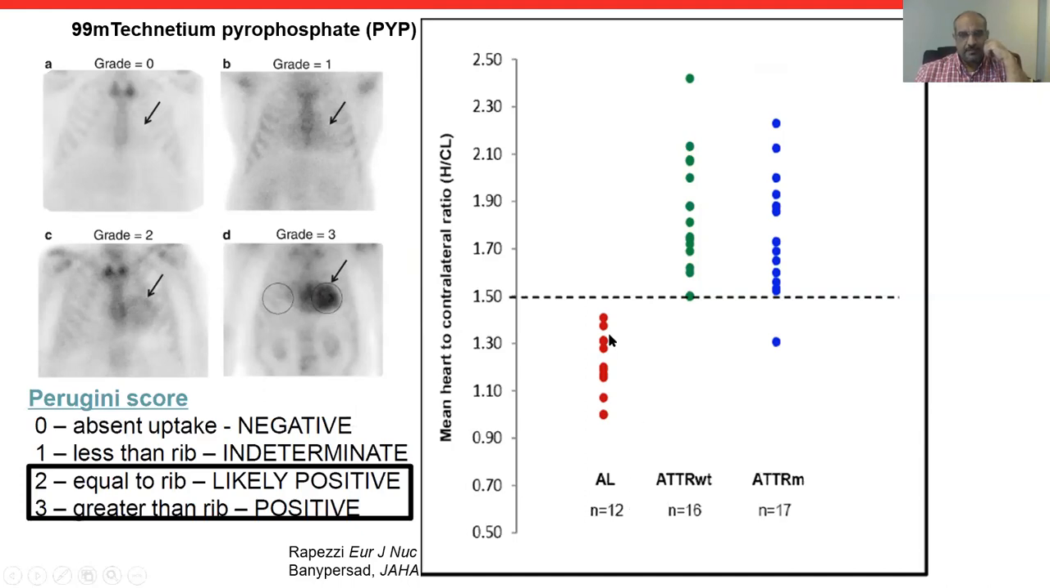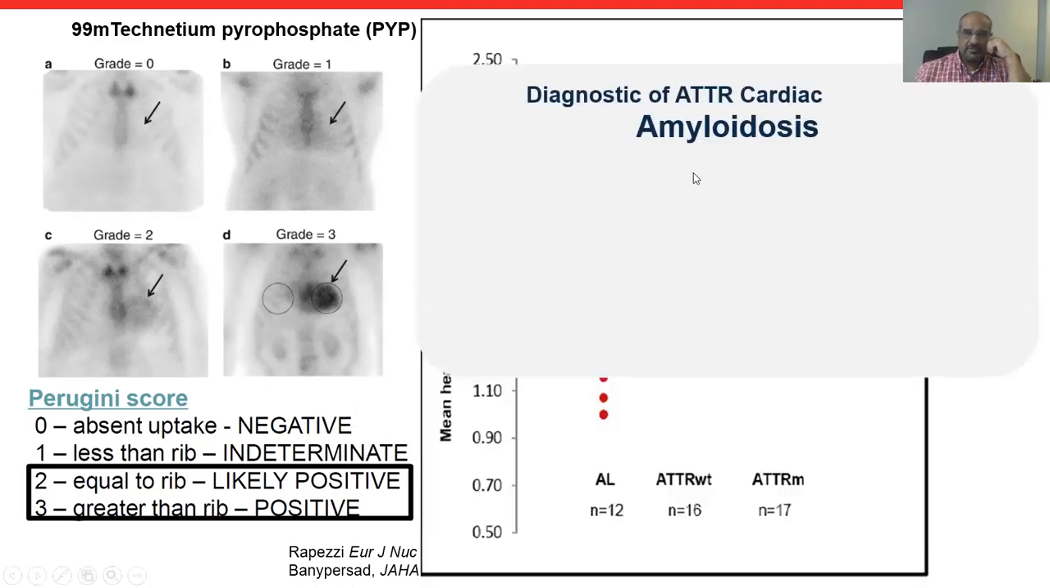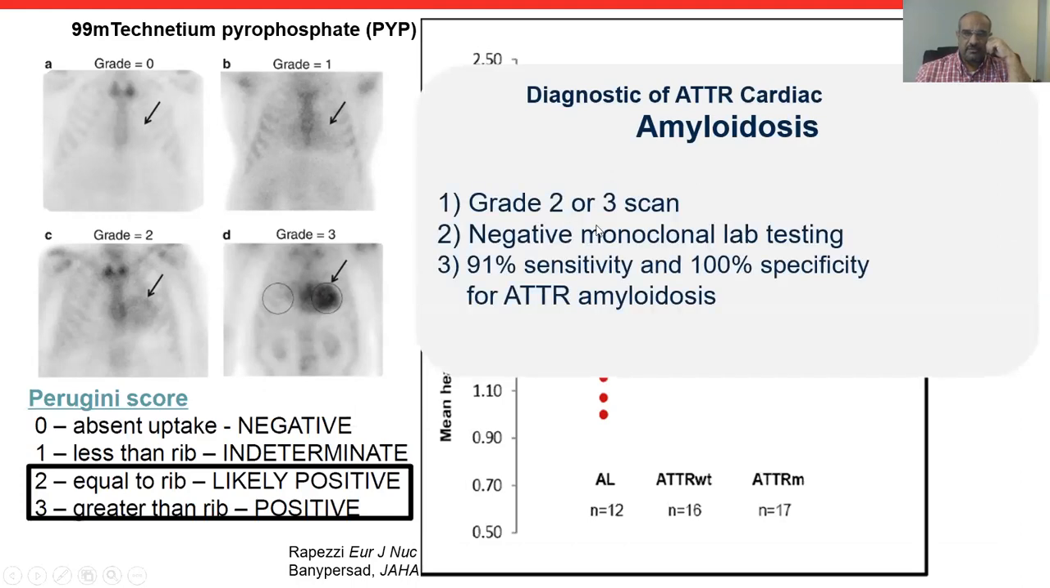As you can see, it's very important for diagnosing ATTR wild type and the ATTR mutant type, but not for AL amyloid. So diagnosis of ATTR cardiac amyloidosis: grade 2 or 3, negative monoclonal lab testing, 91% sensitivity and 100% specificity for ATTR amyloidosis.